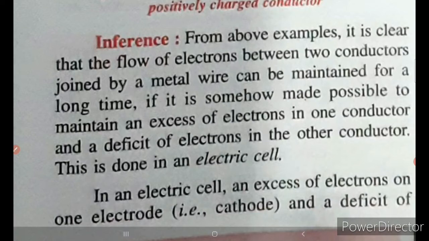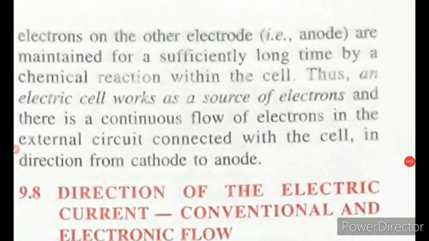This is done in an electric cell. In an electric cell, the excess of electrons on one electrode, known as the cathode, and the deficit of electrons on the other electrode, the anode, are maintained for a sufficiently long time by a chemical reaction within the electrolyte. Thus an electric cell works as a source of electrons, and there is a continuous flow of electrons in the external circuit, that is, in the wire connected with the cell, in the direction from cathode to anode.